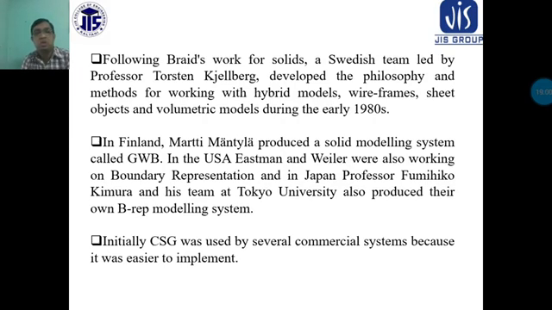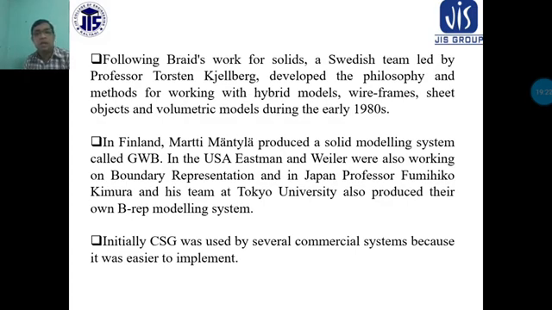This was introduced by the Tokyo University professor. Another thing is that initially CSG, that means constructive solid geometry, was used by several commercial systems because it was easier to implement.